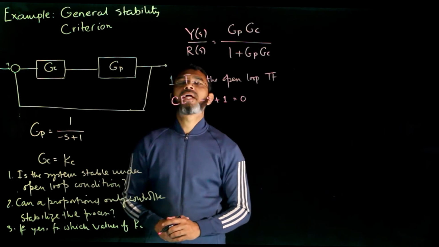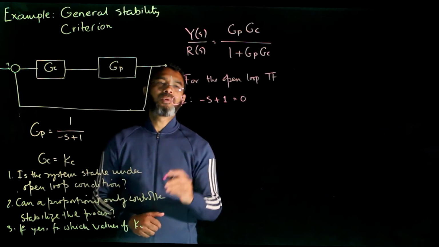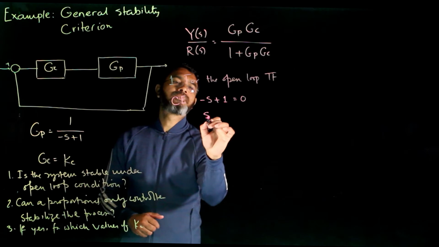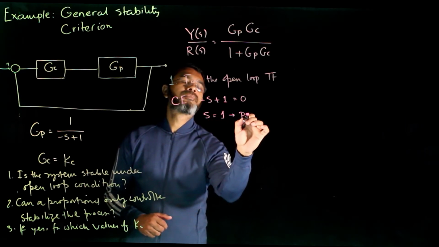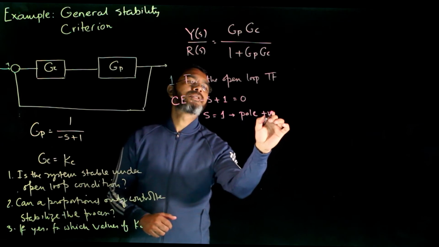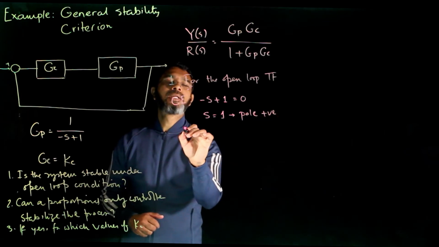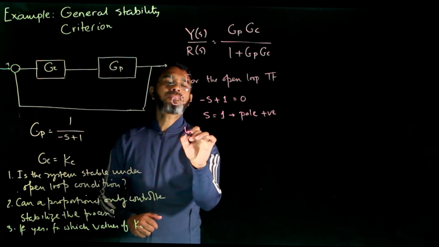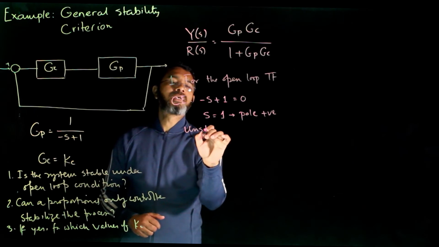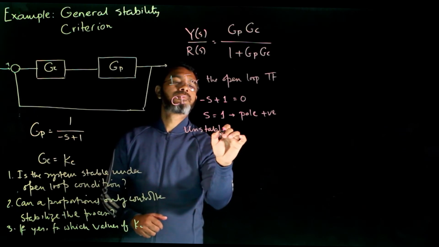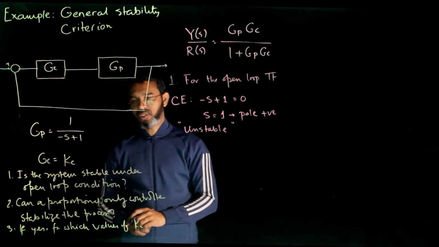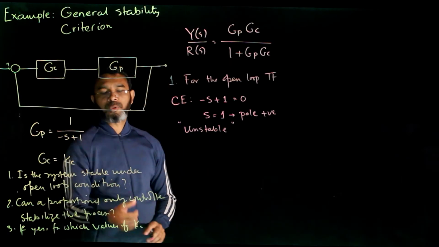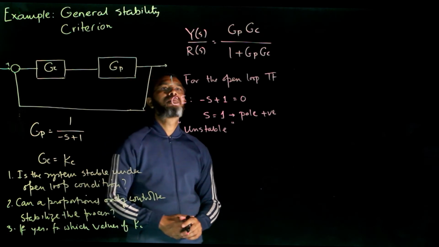The solution of the characteristic equation gives what are the poles. So we get s to be 1. So the pole is positive, so the system is unstable. Okay, so the open loop system is not stable. Now it said, can a proportional controller stabilize the process?